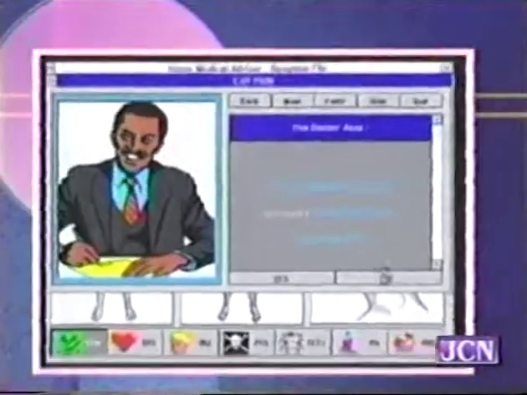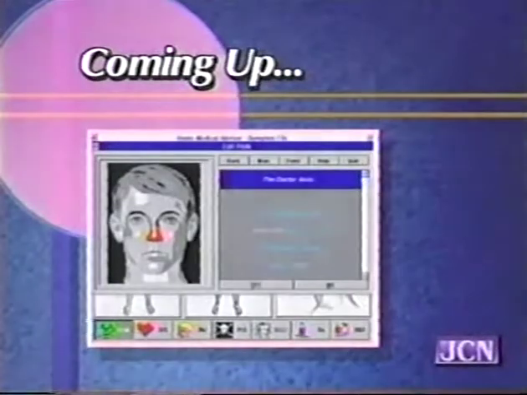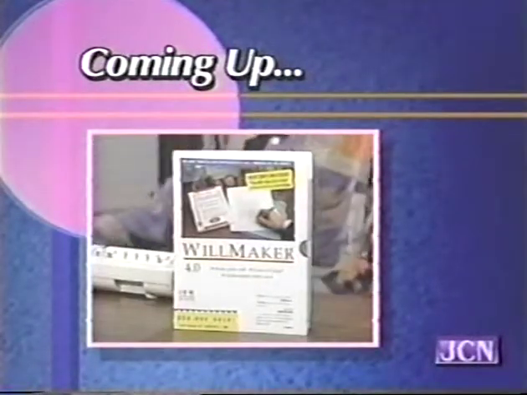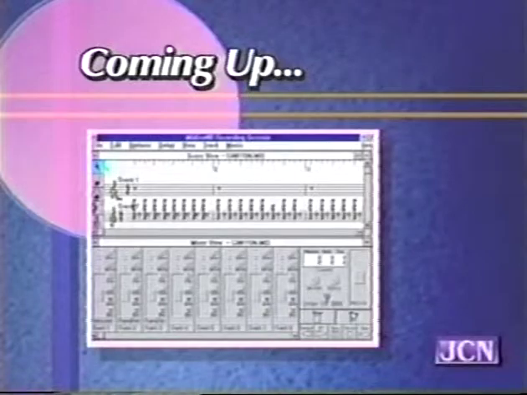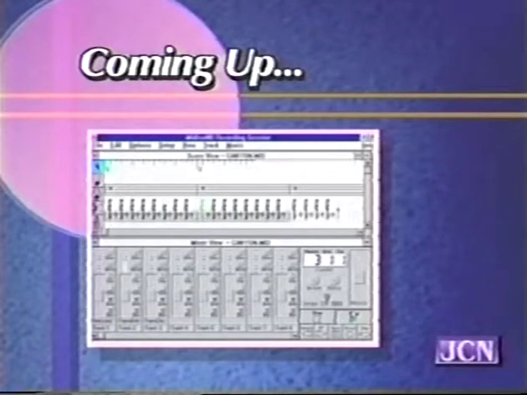Coming up today, your computer can really heal you. And if it doesn't, we've got a program that can help. And we'll also find out what more we can do with our sound card. Join us for Home Computing.